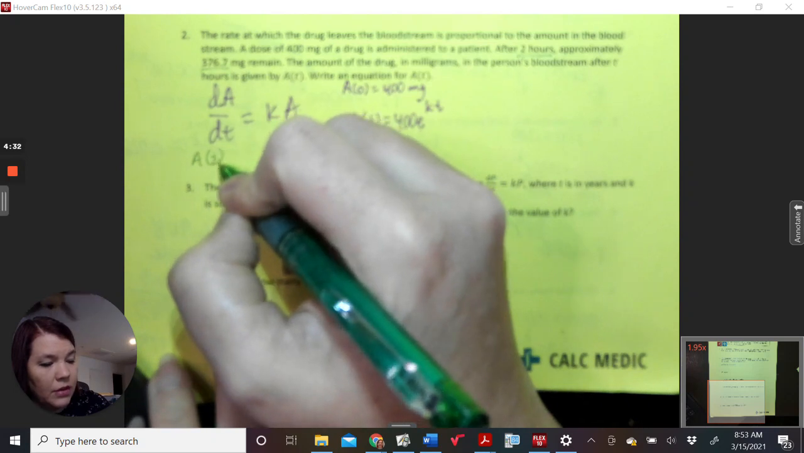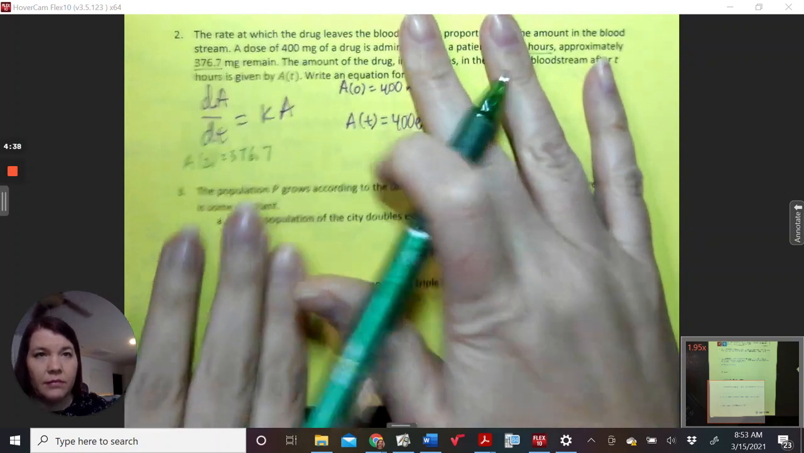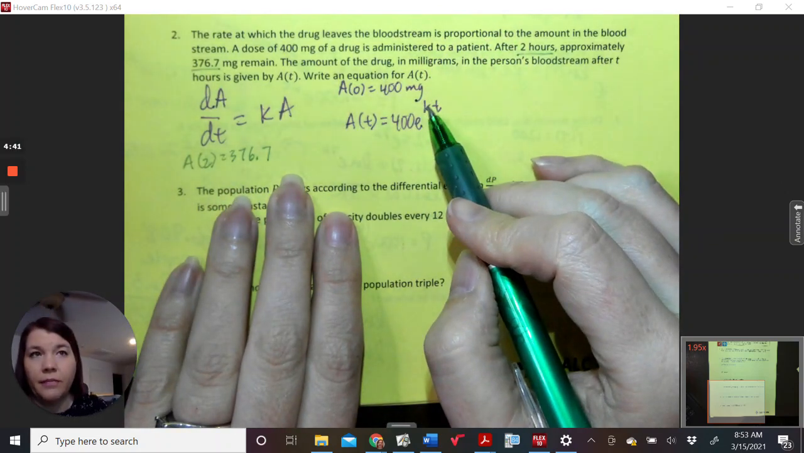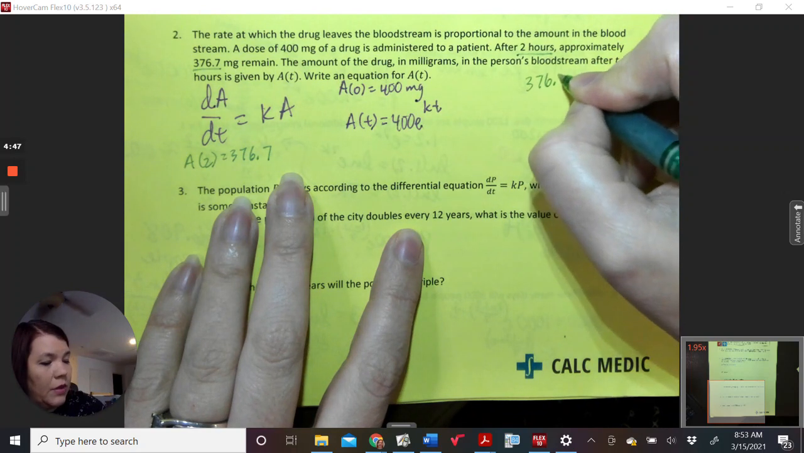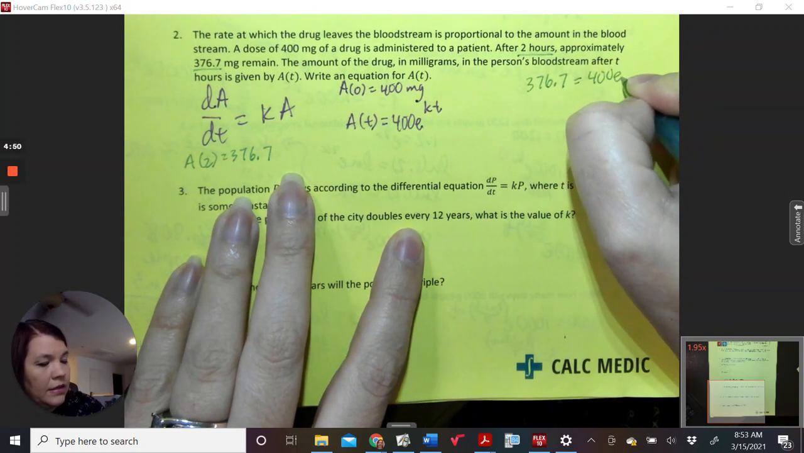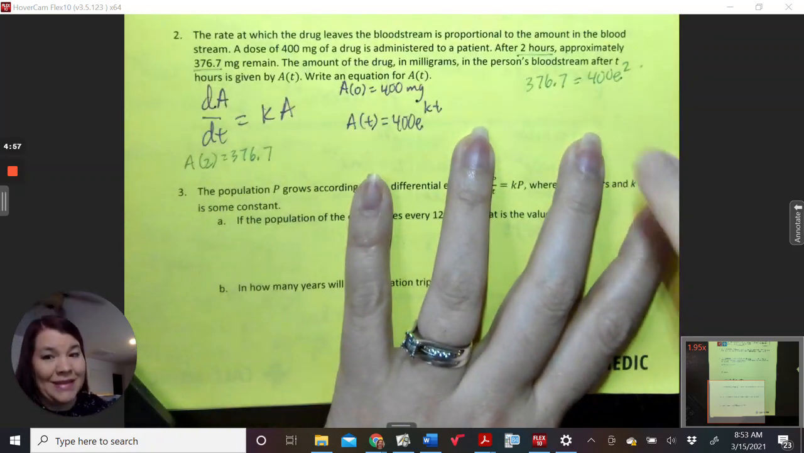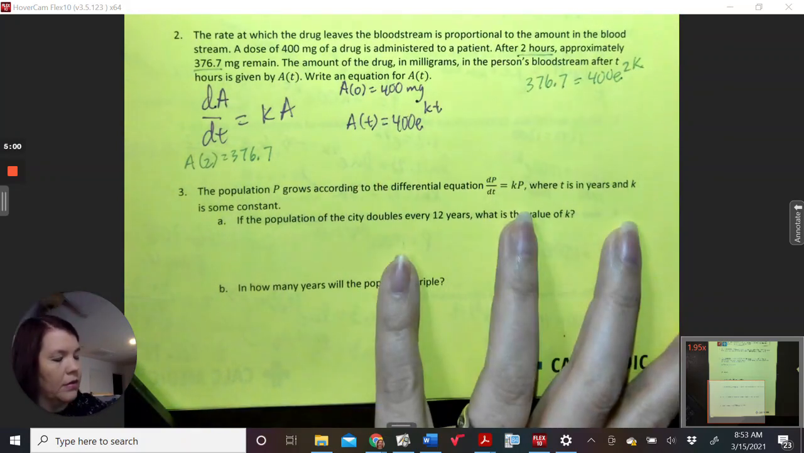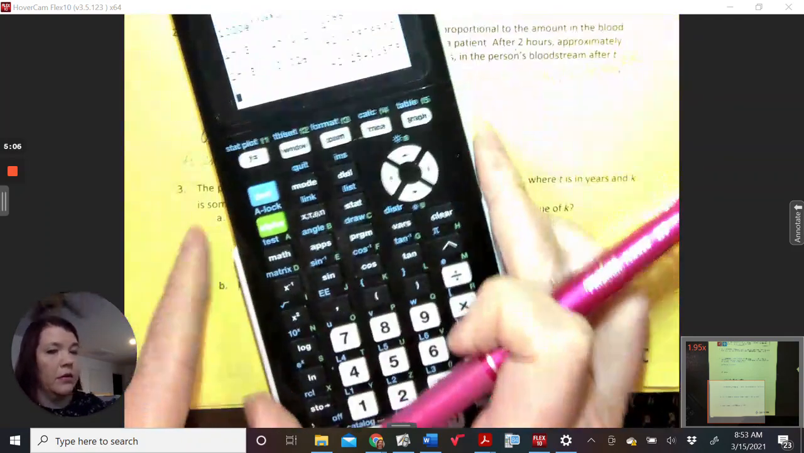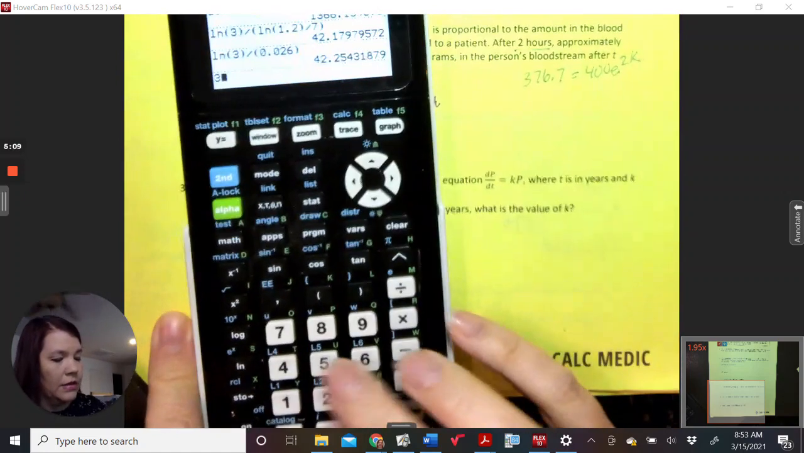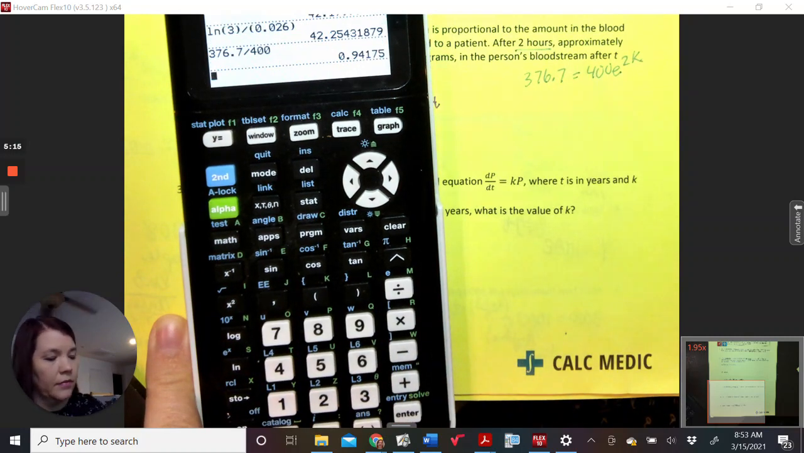So now we need to figure out K. All right, so 376.7 equals 400 e to the 2k, excuse me, not 2k. I'm replacing t with 2. Let's see about solving that. We're going to divide by 400. So 376.7 divided by 400. And I'm going to write down the whole decimal, again, to help me avoid any weird things with my decimal place not being in the correct spot.